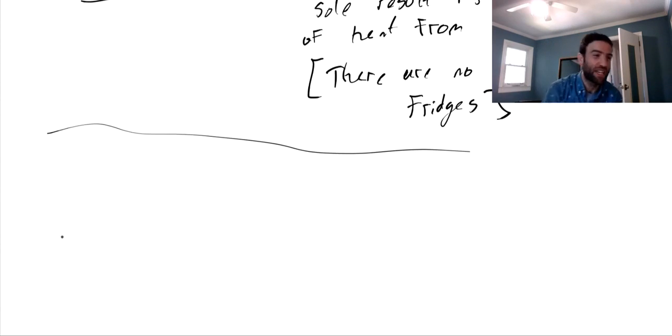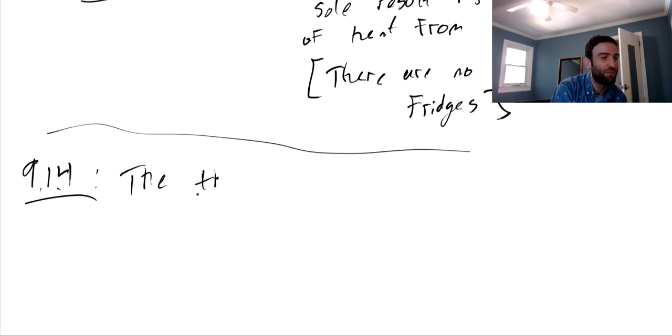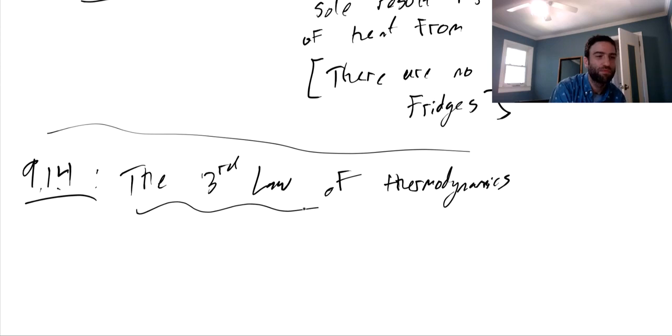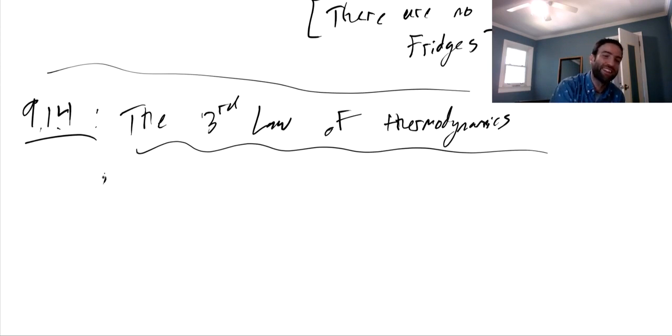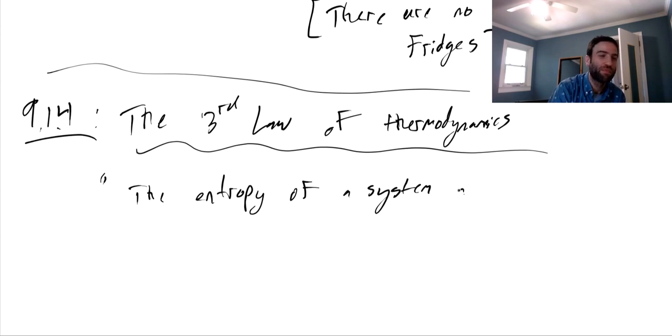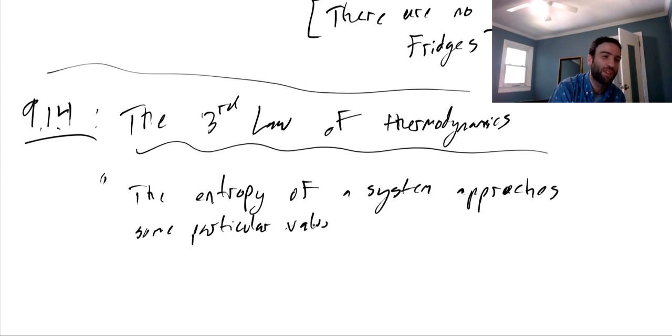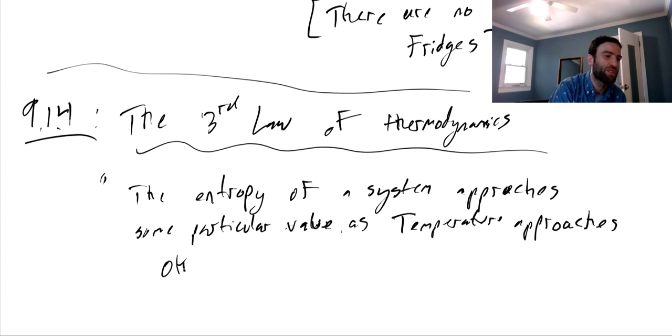Okay, before we leave this section, I have to tell you about the third law of thermodynamics. But the third law of thermodynamics is kind of different in character from laws 0, 1, and 2. The third law says that the entropy of a system approaches a constant value, some particular value, which doesn't depend on lots of things, as the temperature approaches absolute zero. So I'll just write that as it approaches zero Kelvin. Okay.